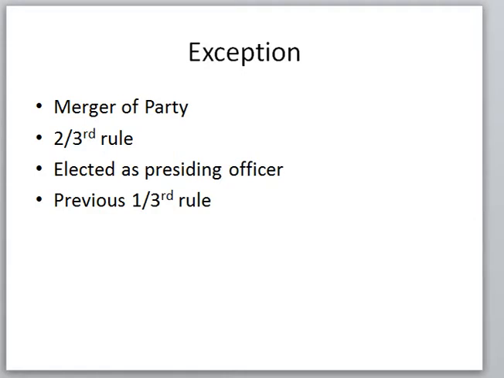Next, the two-thirds rule. What does that mean? Let's say Congress is going through a bad patch nowadays. If two-thirds of the members of Congress decide that they should resign from Congress and join BJP, then what will happen?